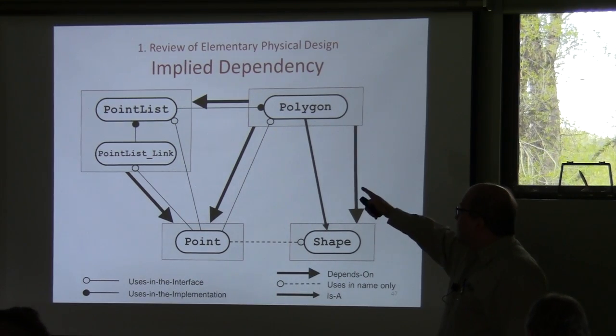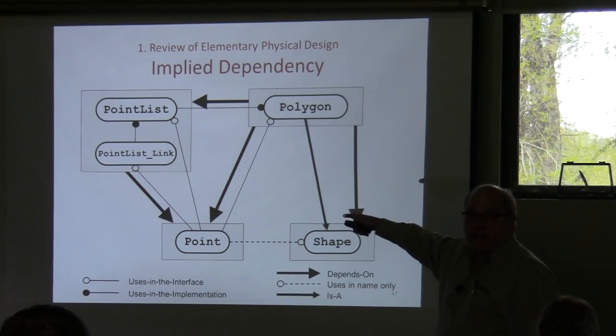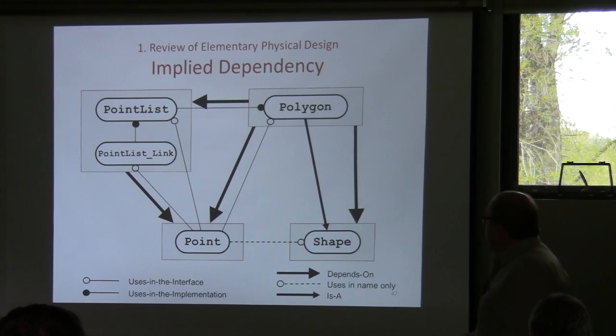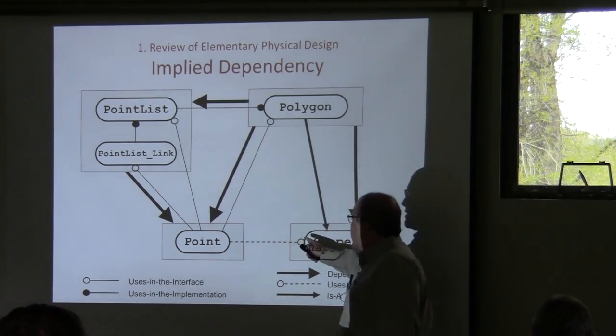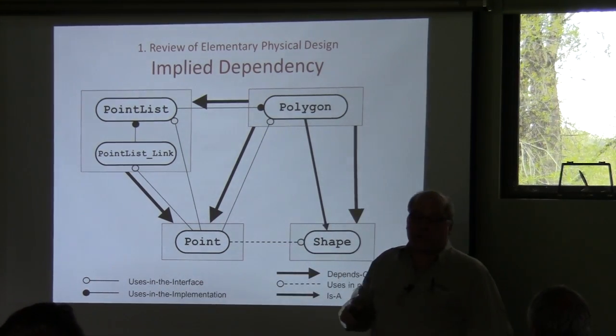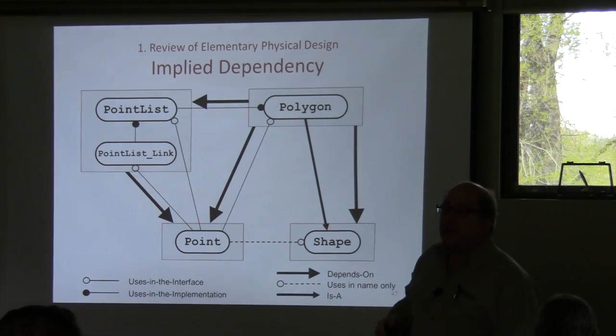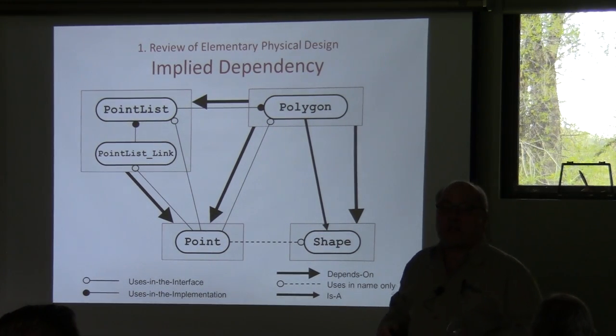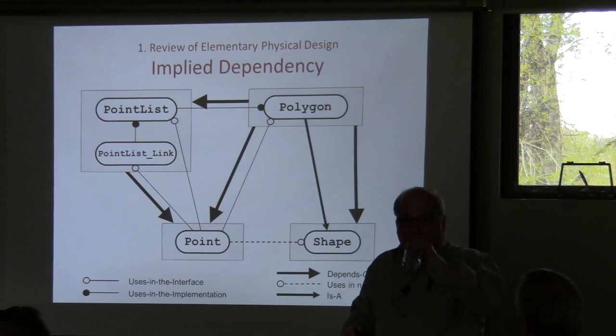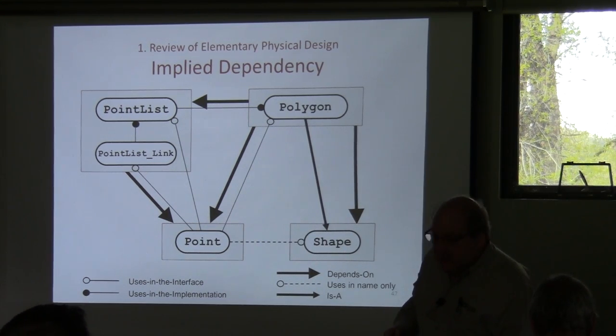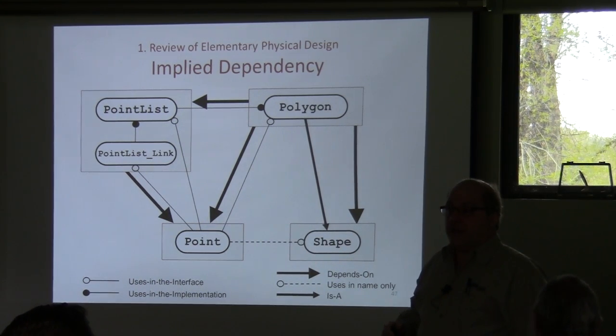There's no consequence of point list using point list link in the implementation because it doesn't span a component boundary. Now notice there isn't a dependency here because uses in name only does not require an include. A forward declaration is good enough. And the reason we use forward declarations is for insulating implementation details.